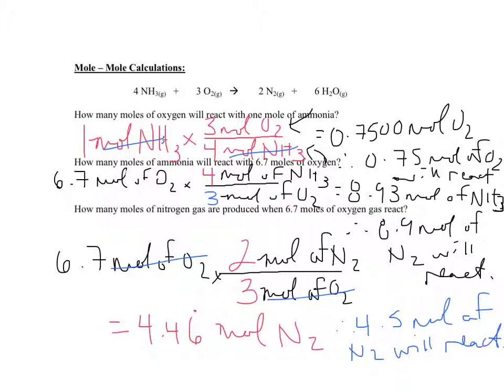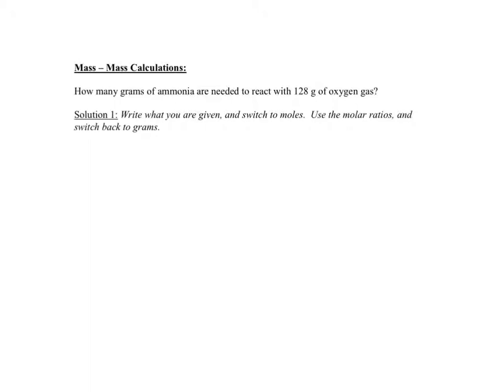Good. So let's go to the next slide. Alright, so now we've gone from moles to moles, and now we're changing it up, and we're going to go from mass to mass. So before we just moved from moles to moles, now we're going from mass to mass. How many grams of ammonia are needed to react with 128 grams of oxygen gas?